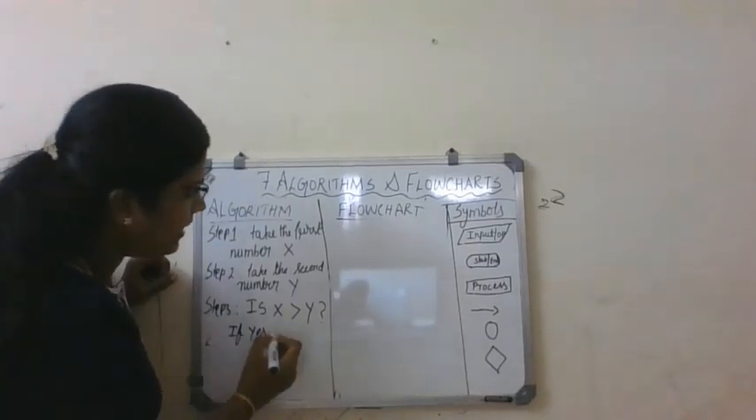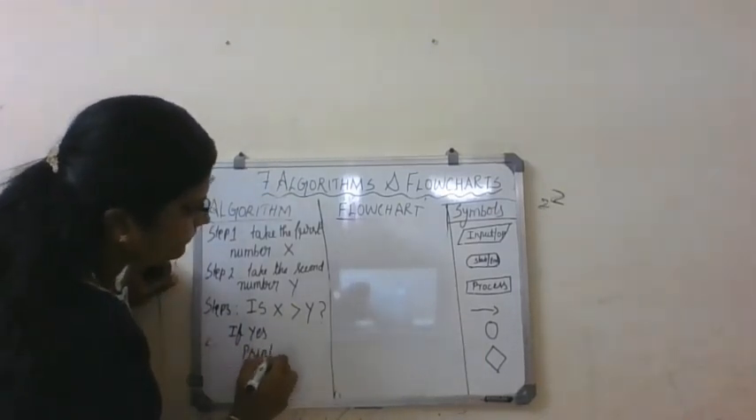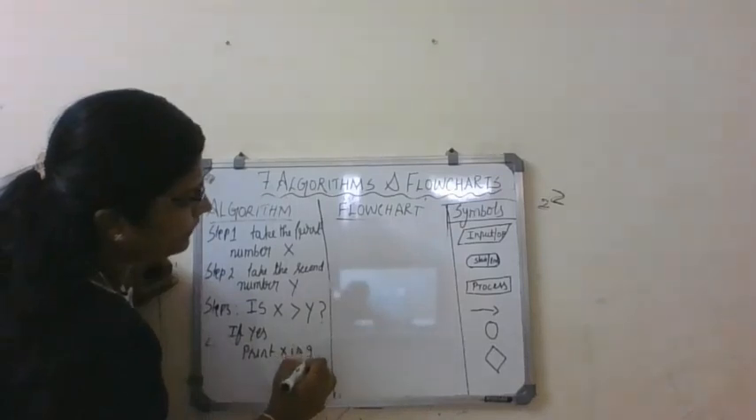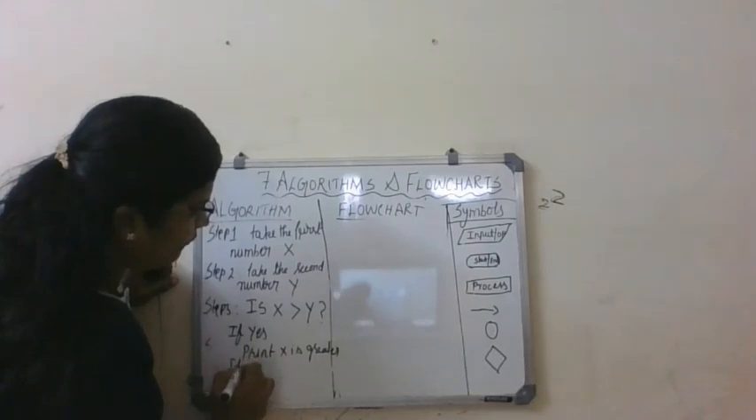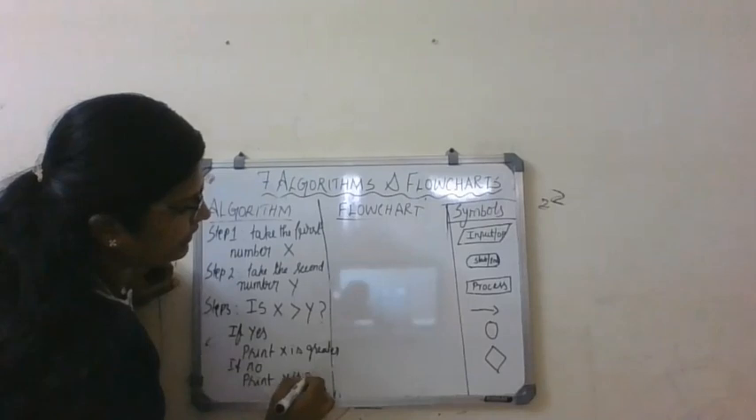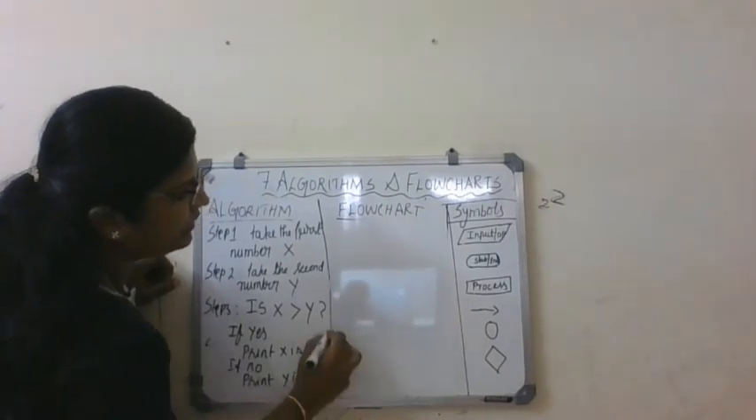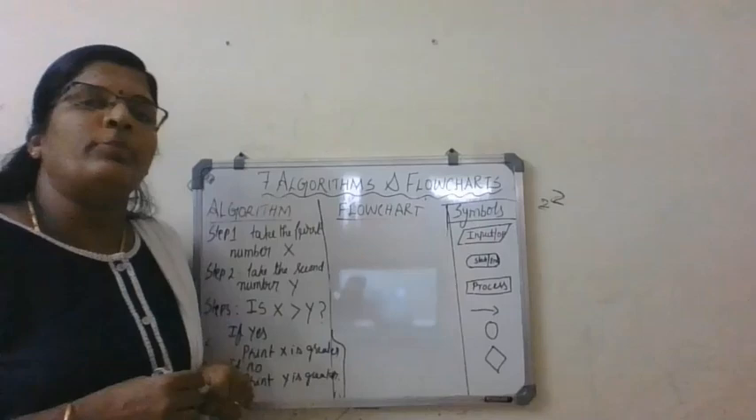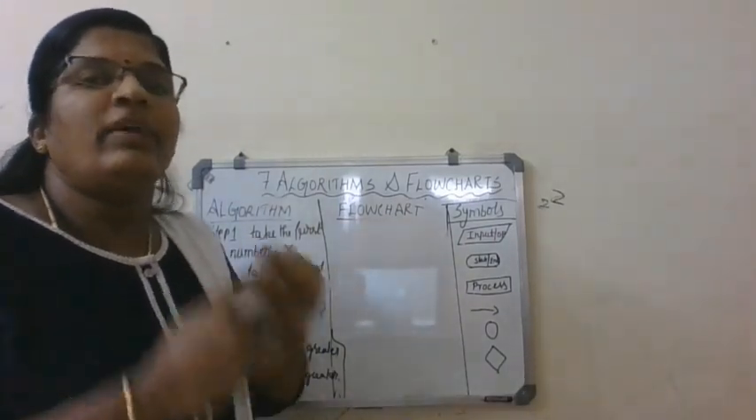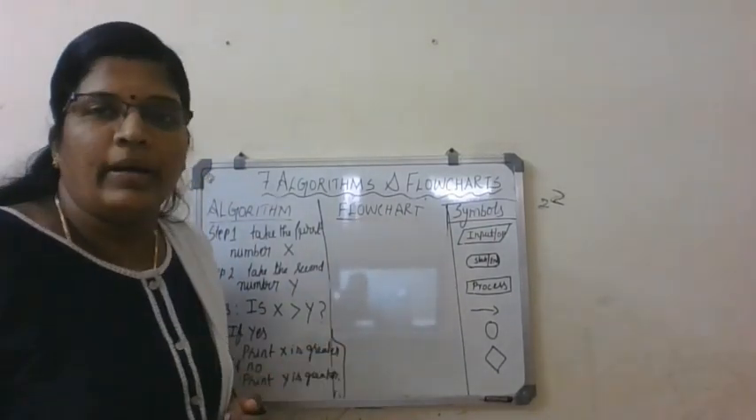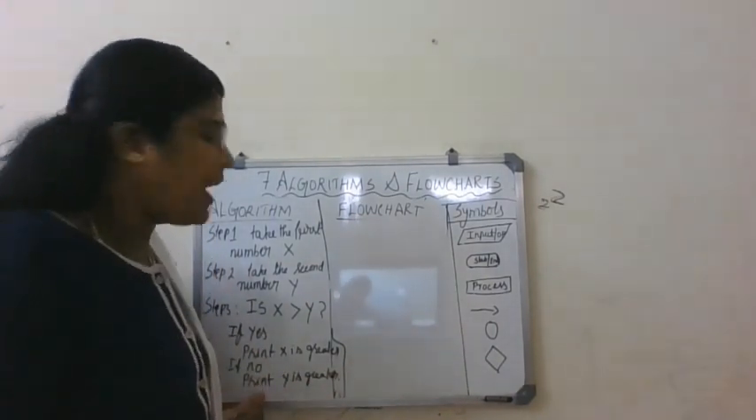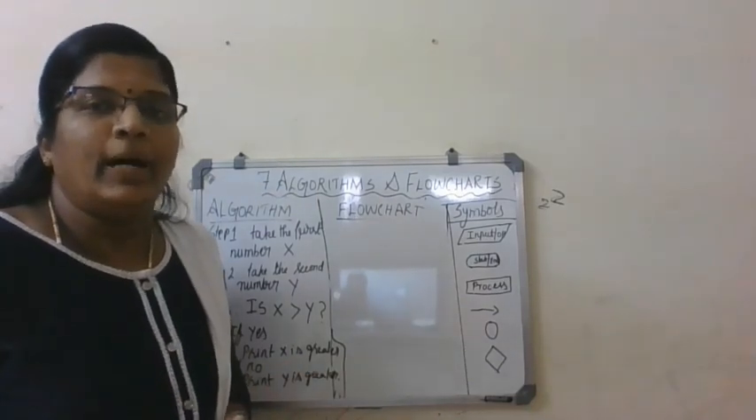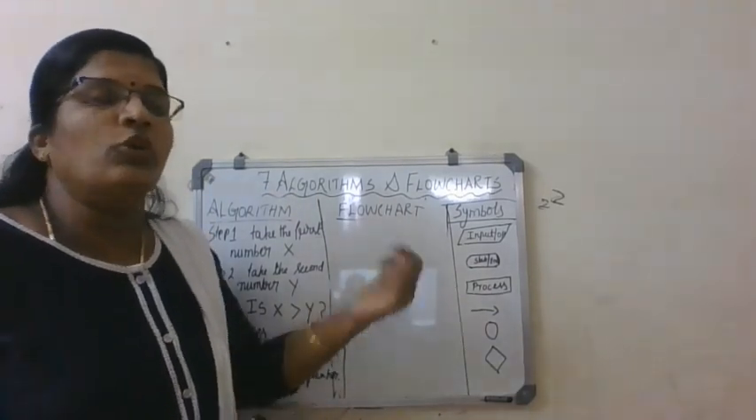Okay. So, if x is greater, then print x is greater. If no, print y is greater. Got it? So there are two possibilities. If x is greater, then we have to print x is the greatest number. Otherwise, if it is no, then we have to print y is the greatest number. Got it? Okay. Let's write the flowchart for the same.